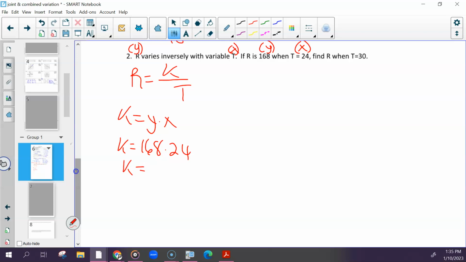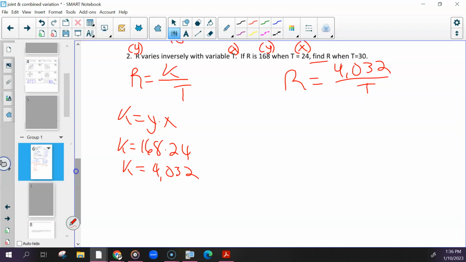What would our K value be? 4,032. Then take that K value, put it back into your original. So R equals 4,032 all over T. Then look and see what you have, what you're solving for. We need to find R when T is 30. Put 30 in, figure out what R is.